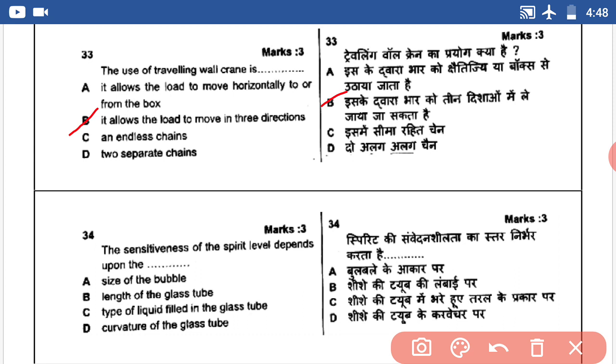Question number 34. The sensitiveness of the spirit level depends upon the dash. The answer is the curvature of the glass tube. Answer D.